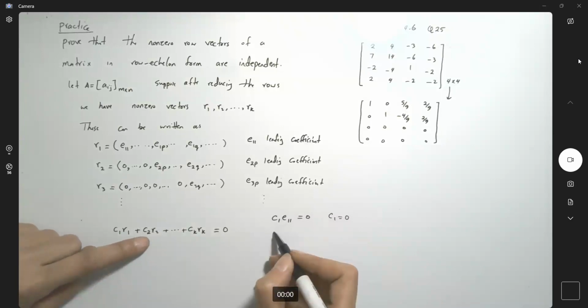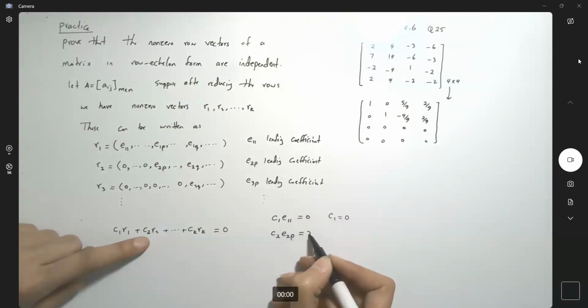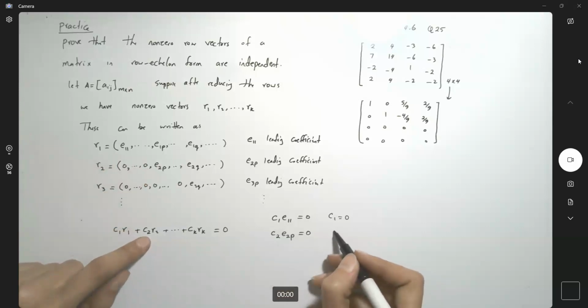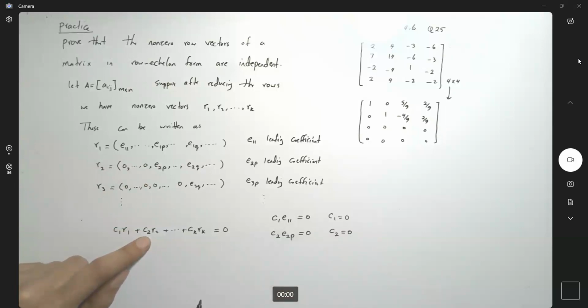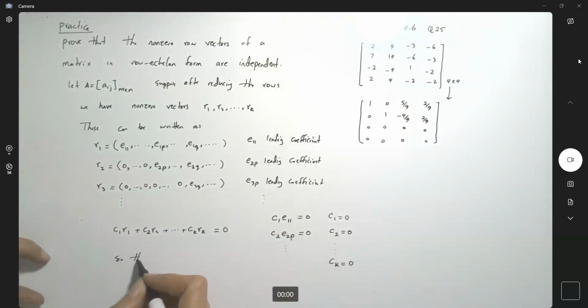What about this one here? You're multiplying C2 and E2P equal to 0, the leading coefficient. So C2 must be equal to 0. Continue this process. Do the multiplication of Ck and Rk. Ck must be equal to 0. So the rows are linearly independent.